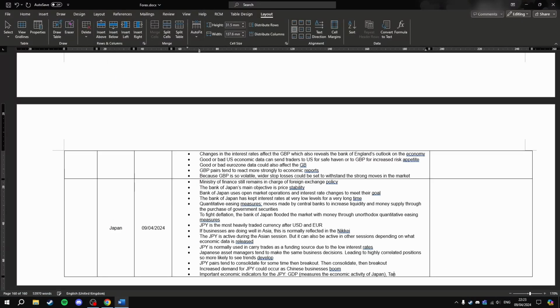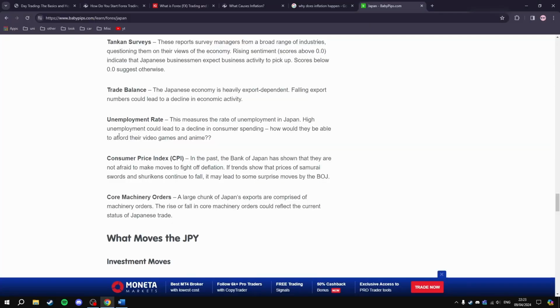Tankan surveys. These reports survey managers from a broad range of industries, questioning them on their views of the economy. Rising sentiment scores above zero indicate that Japanese businessmen expect business activity to pick up. Scores below zero suggest otherwise.